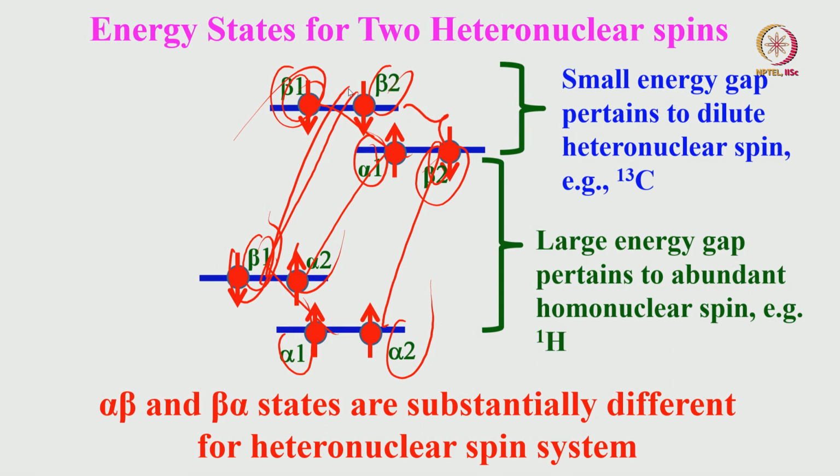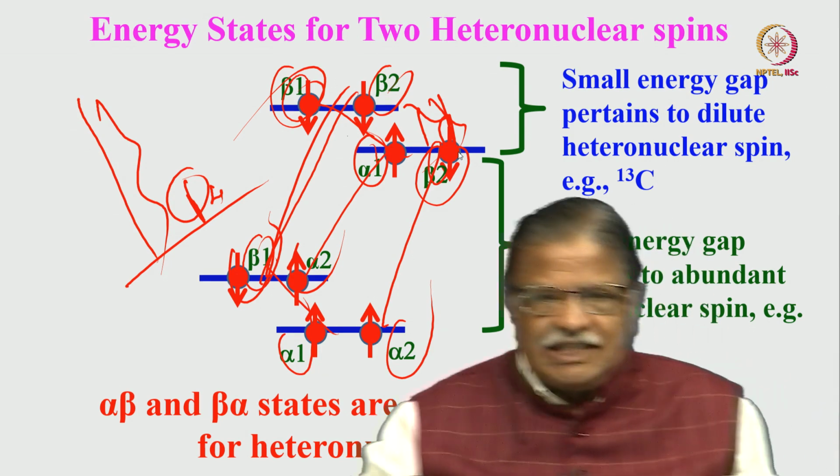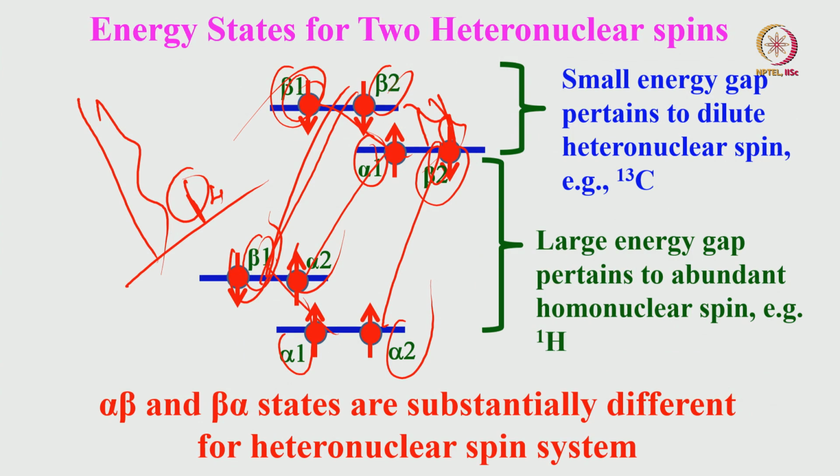As a consequence, this peak is 4 times smaller in intensity than this one. Carbon 13 intensity is 4 times smaller than proton, because the energy gap is 4 times smaller. This is the little bit of information I wanted to tell you, especially when you want to understand the heteronuclear spin state. So with this little bit of introduction to NMR spectroscopy concepts, we have understood everything.